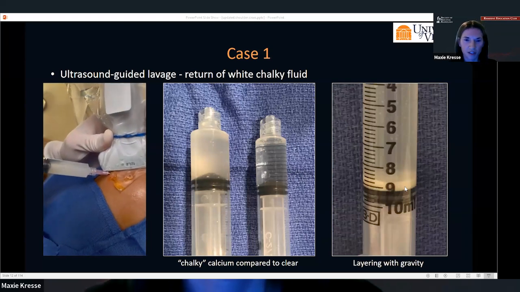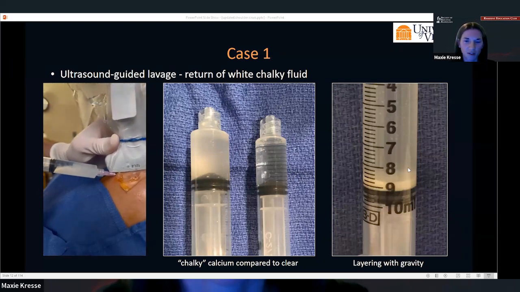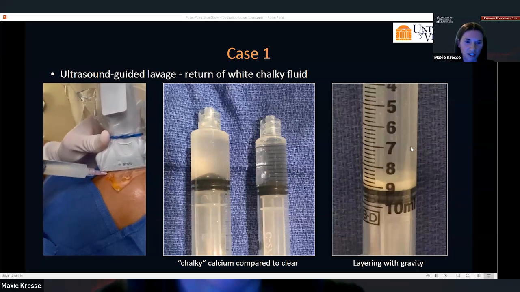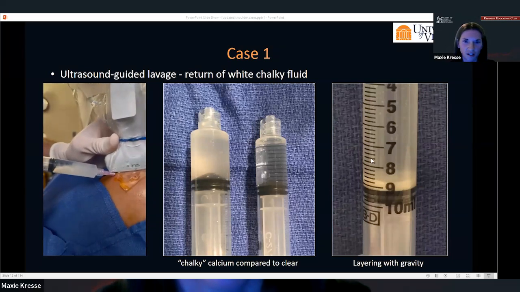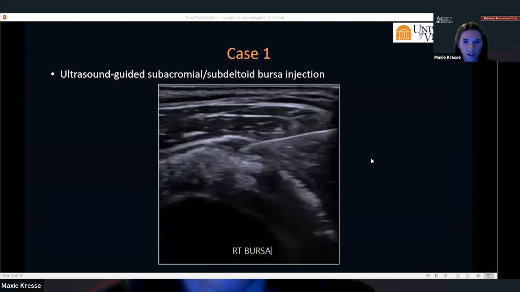So this particular patient, I think we got about 5 of these syringes, and usually the patient really likes to see them and is feeling pretty good when you show them how much calcium you get out of their shoulder. After we do that, then we do a subacromial subdeltoid steroid bursa injection, which just helps calm down all the inflammation in that area.